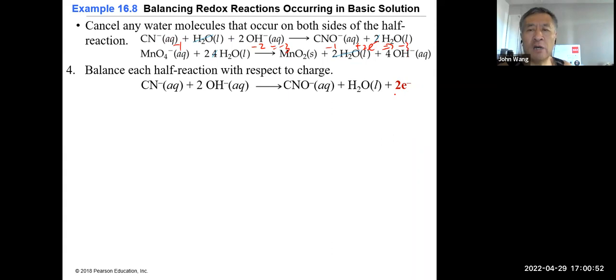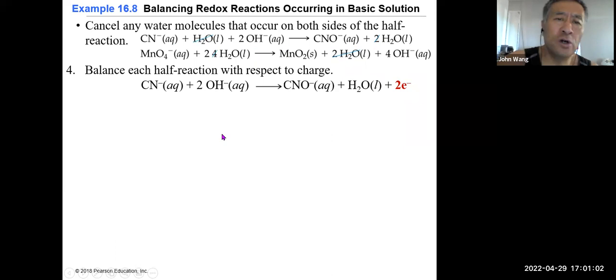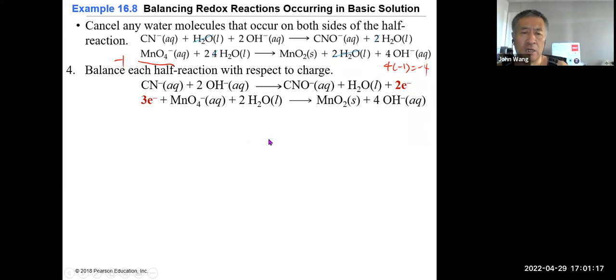And then the second equation, you check the charge also. How many charges on the left? Negative one. Now how many charges on the right? Four times negative one, negative four. So therefore you want to add three electrons on the left. All right, so now these two equations, the atoms are balanced by themselves.